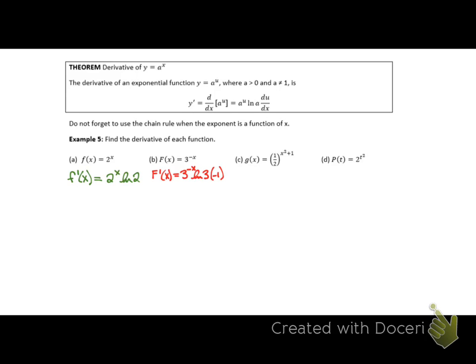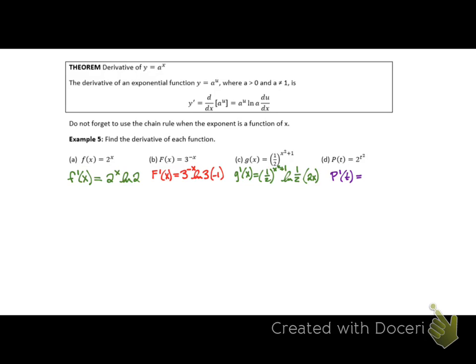In part C, g prime of x is going to be the function itself first, so 1/2 to the x squared plus 1, times the natural log of 1/2, right, the natural log of the base, times the derivative of the exponent, which in this case is actually 2x. And you can't do anything with any of that. It's going to look very ugly because you can't simplify these in any way. We're really just stuck with it the way it is. The only thing you might do to make it look prettier is move things around, but it's really just not necessary.